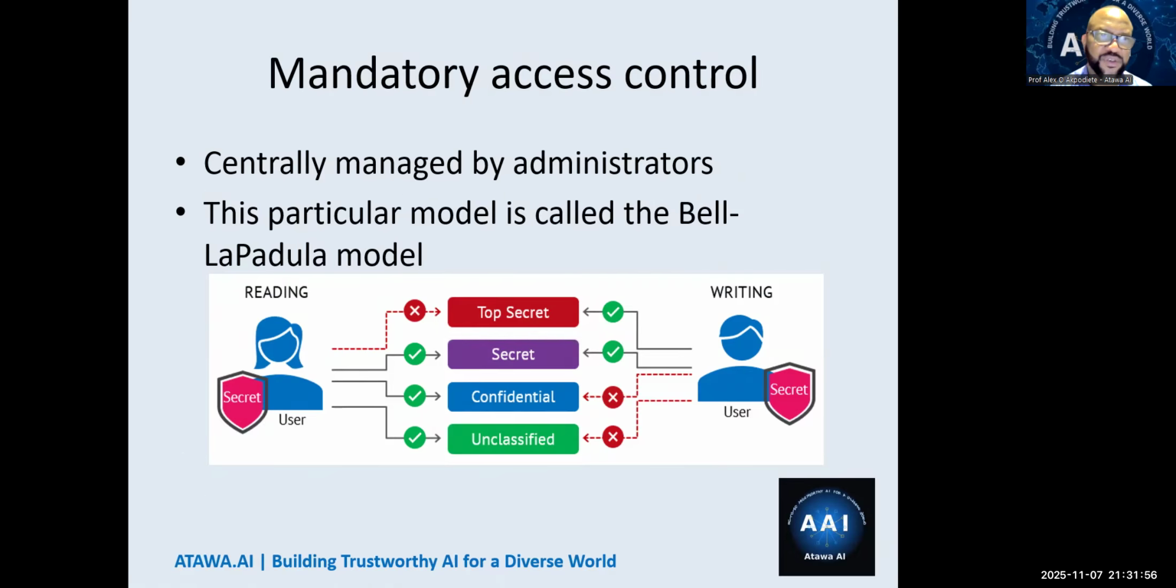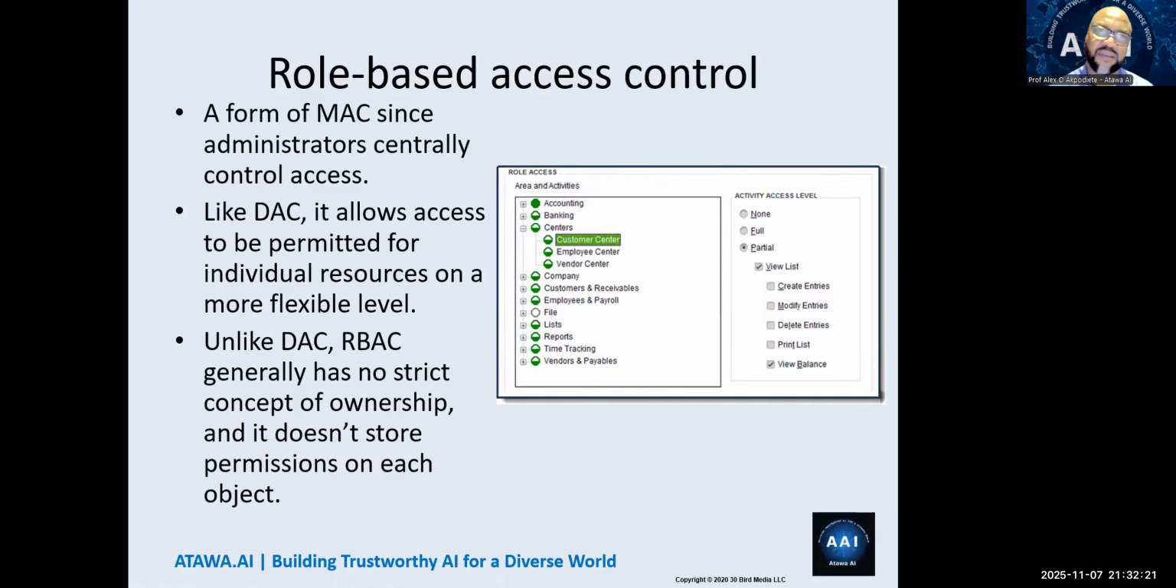The mandatory access control, this is called the Bell-LaPadula model. Again, it's centrally managed by administrators. You have issues about, again, I said secret, top secret, confidential, unclassified. Can you write, can you read to the file? What you need to remember is it is mandatory. If a file has secret clearance, if you have secret stamped on it, you must have secret clearance to access that file. And then, of course, the role-based one is a form of mandatory access control, but in this case, obviously, it's also centrally administered. And just like the discretionary, you can give access to individual resources.